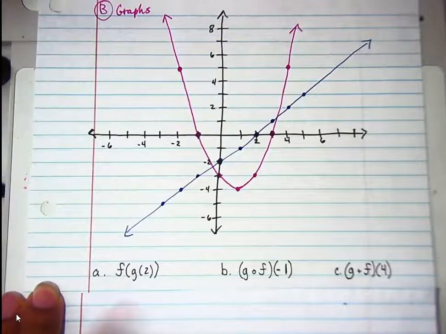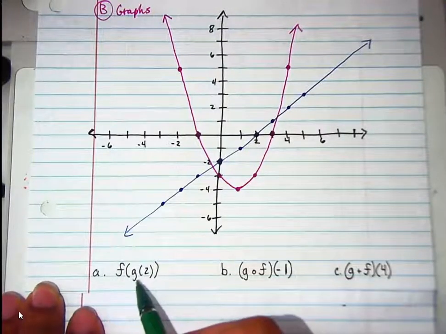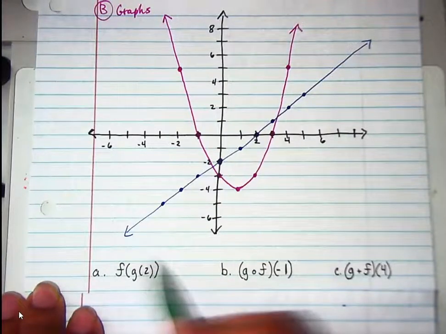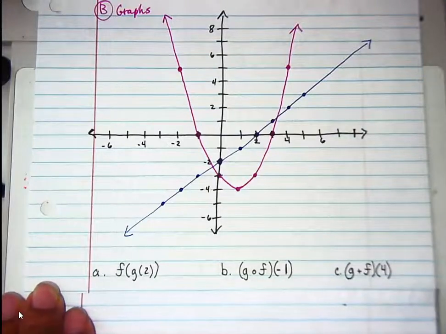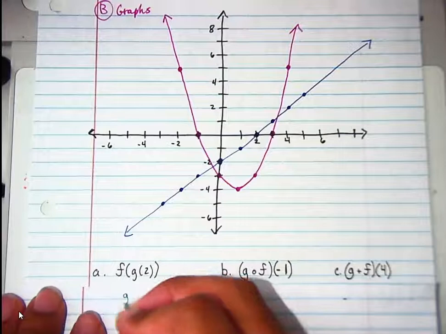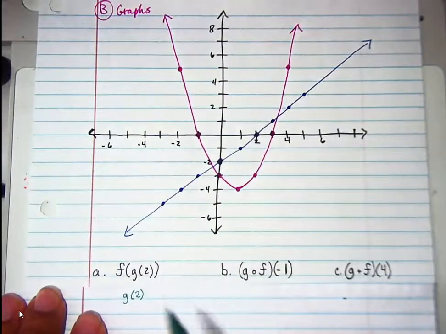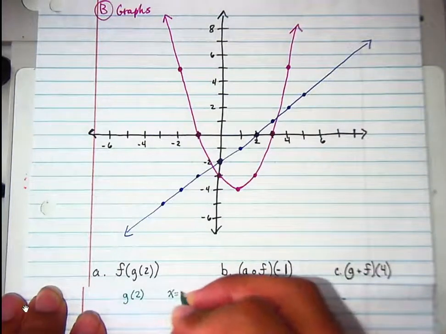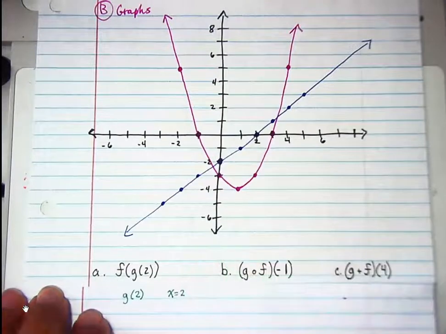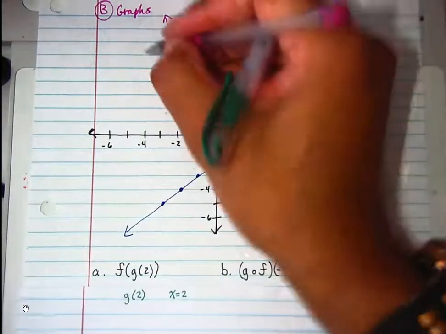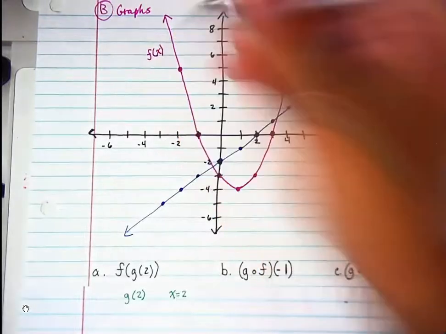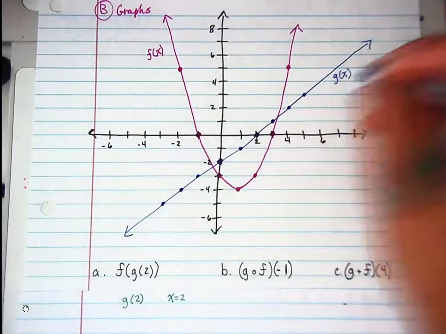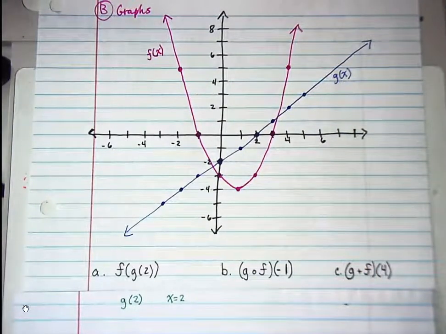Remember, when it comes to our composite functions, we deal with the inside part first, then we deal with the outside. So the inside, then the outside. Here, we'll start off with g of 2. Whenever they give you a graph, they tell you what x is equal to. So here x equals 2. This is our f of x graph, the purple one, and this is our g of x graph, the blue one. I didn't label that beforehand, but I do it now.